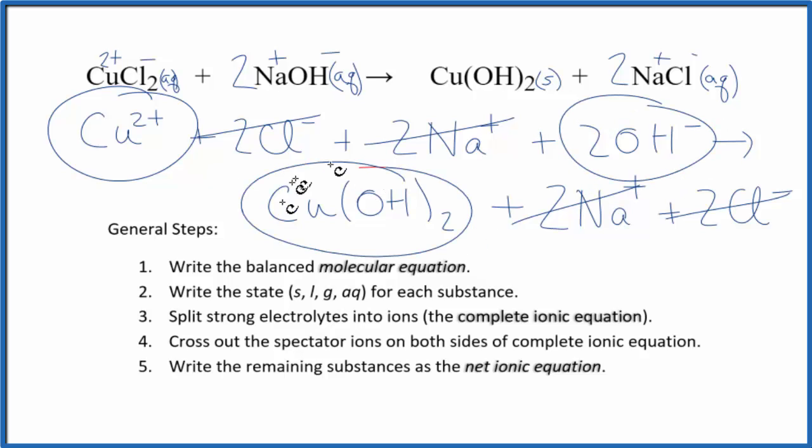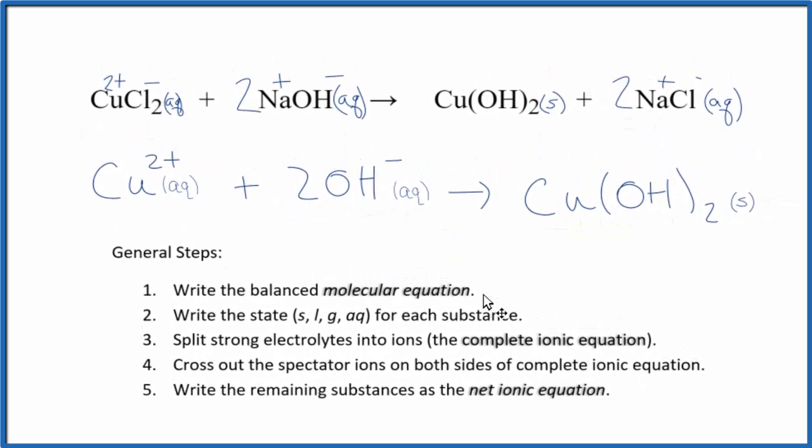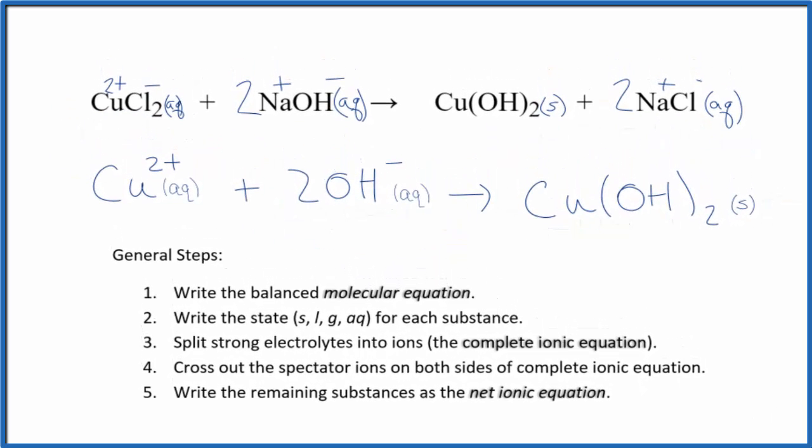And that gives us our net ionic equation for CuCl2 plus NaOH. I'll clean this up and write the states in, and we'll have our net ionic equation. And this is the net ionic equation for copper(II) chloride plus sodium hydroxide. We have the same number of each type of atom on both sides, and charge that's also balanced.